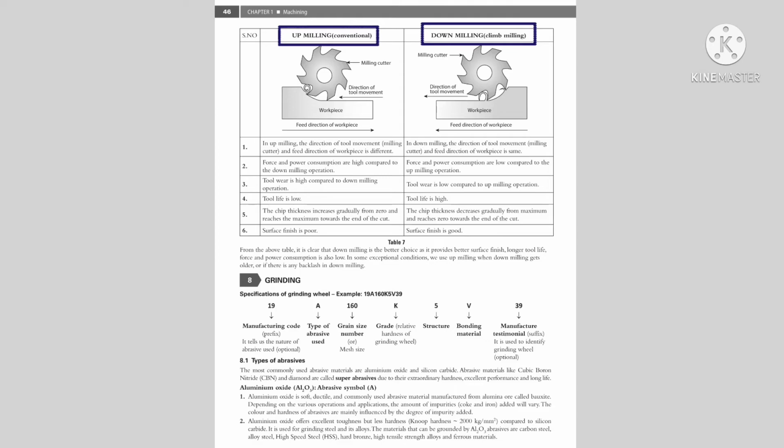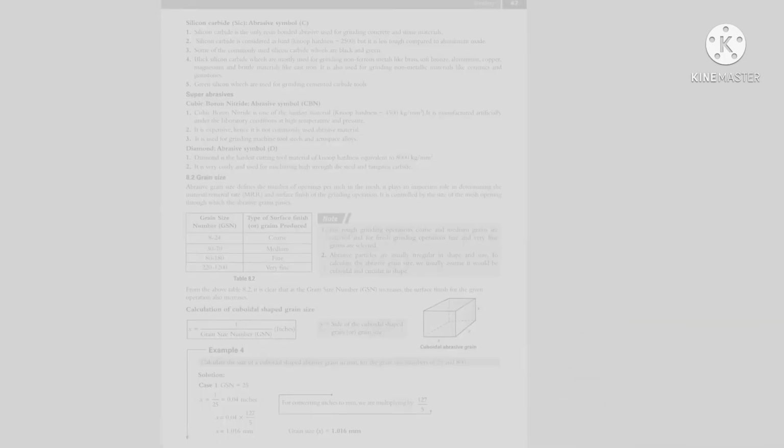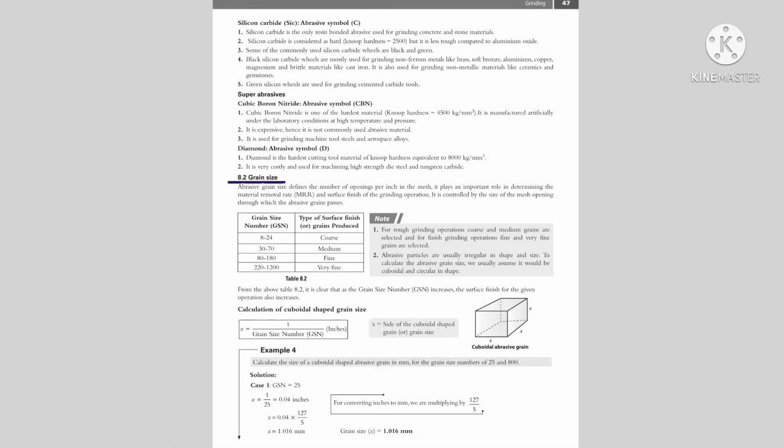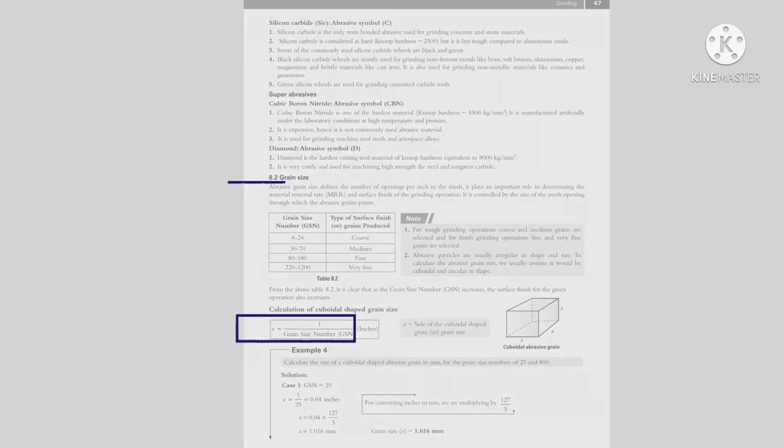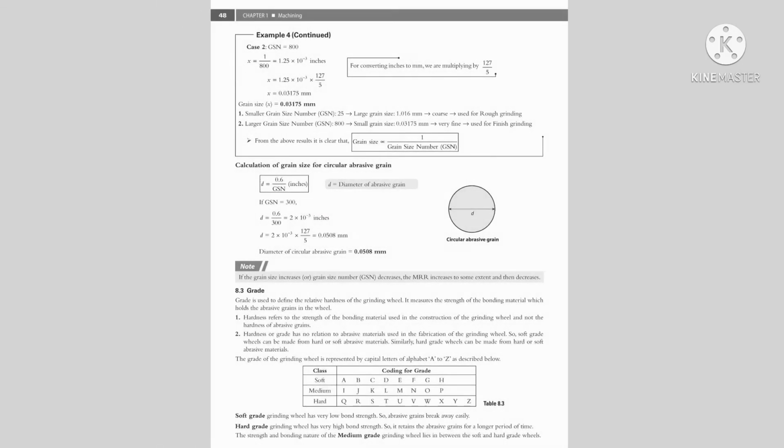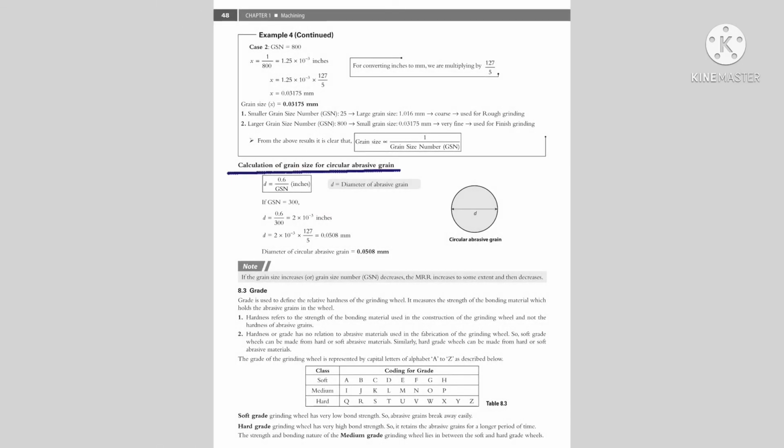Initially the specifications of the grinding wheel are given, followed by a detailed explanation of each specification. First we have types of abrasives. Here the important characteristics of each abrasive are given in points. The next specification is grain size. Here I have explained the relationship between grain size and grain size number, followed by a calculation for cuboidal and circular grain size for a given grain size number.